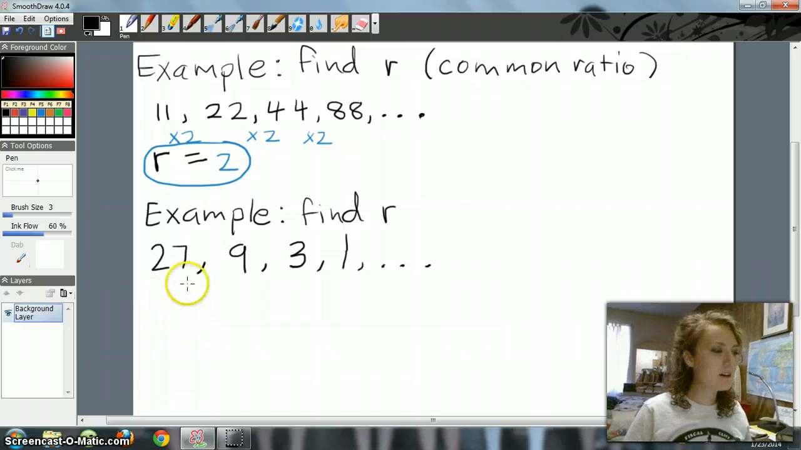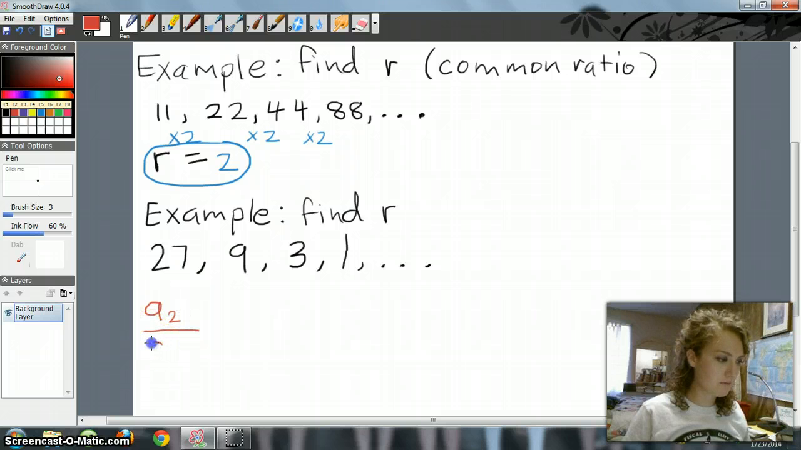So maybe you know already, but just in case, I'm going to give you a formula. And we'll put this formula in our red color. The formula goes like this. The second term, or a sub 2 as we call it, divided by the first term, or a sub 1, is equal to the common ratio, or r. So that means that I can take this second term, which is 9, and in this case the first term is 27, and so if I take 9 divided by 27, I'll get our common ratio.